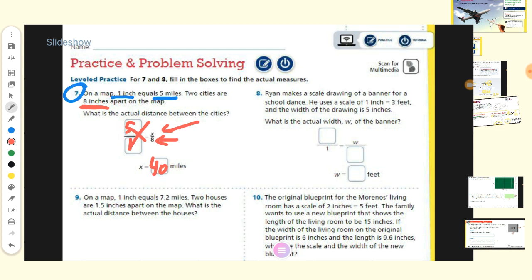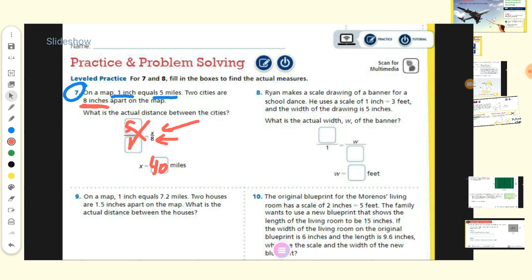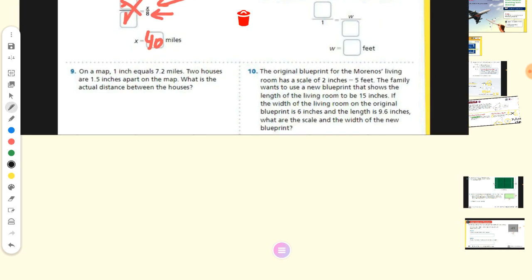Again, number 9. On a map, I have 1 inch equals 7.2, so the scale is 7.2/1. Two houses are 1.5 inches apart. 1.5 is not the actual, it's drawn, so it goes down. What is the actual distance on the map? I need the actual, so x goes here.